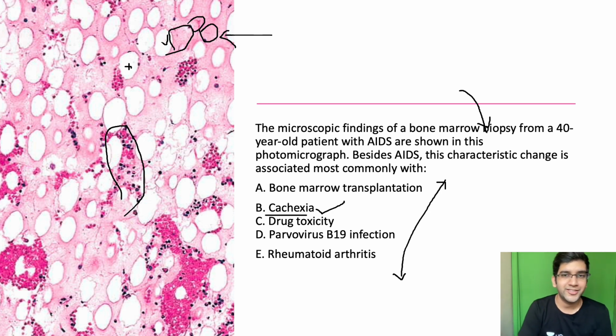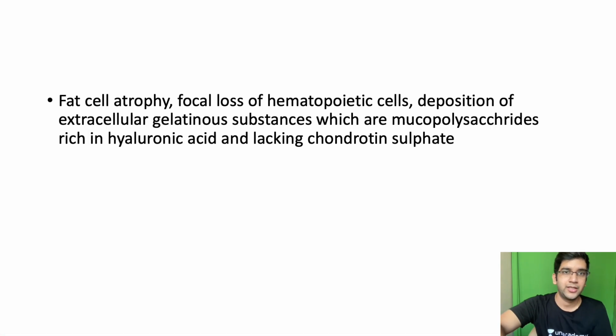Let's have a look at the disease of serous atrophy, fine? So it's nothing but a fat cell atrophy and a focal loss of hematopoietic elements. There's a deposition of a gelatinous material. That's what makes it look pink in the microscopy, which are basically mucopolysaccharides rich in hyaluronic acid and lacks chondroitin sulfate, right? So it's mucopolysaccharides. I'm sure you must have guessed how to pick them up on a special stain, right? I'm sure you must have done that.